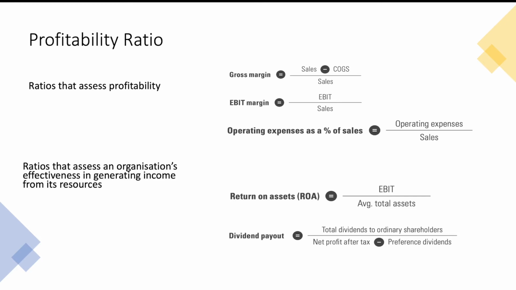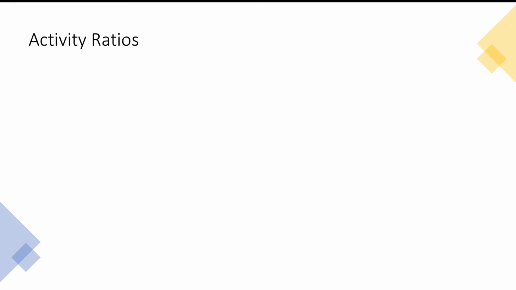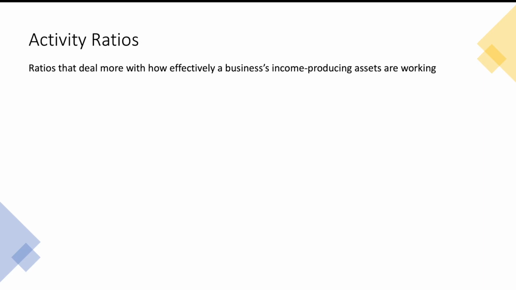Now come to another type of ratio. The other type of ratio is the activity ratio. Activity ratios are ratios that deal more with how effectively a business's income producing assets are working. What does that mean? It means that if I say organization assets, how effectively those income producing assets are working. These ratios tell us that, the activity of the organization. What is happening in the activity of the organization?